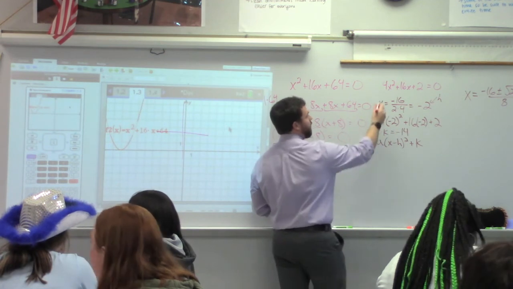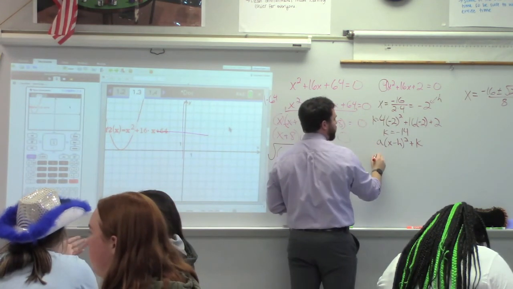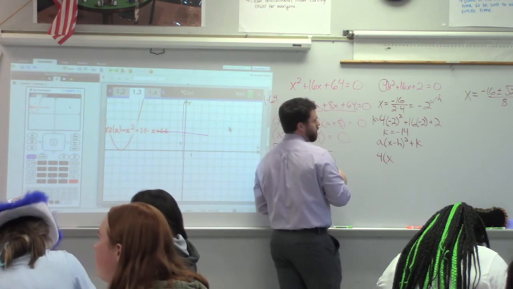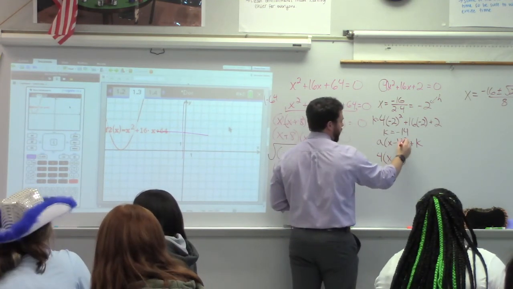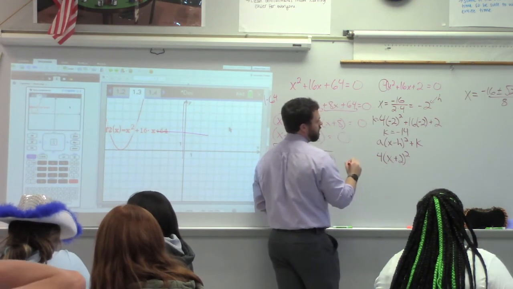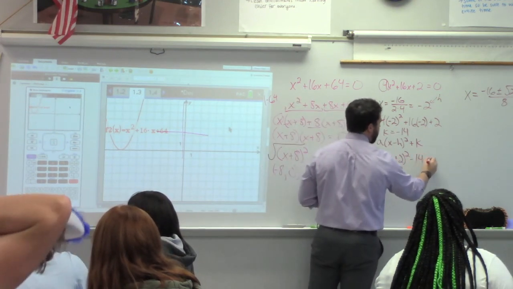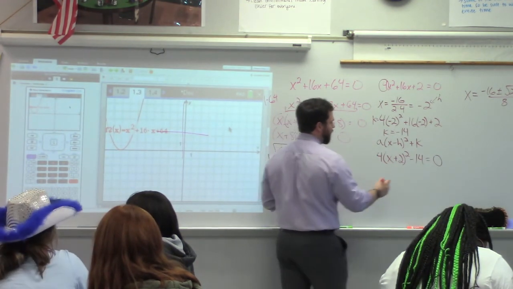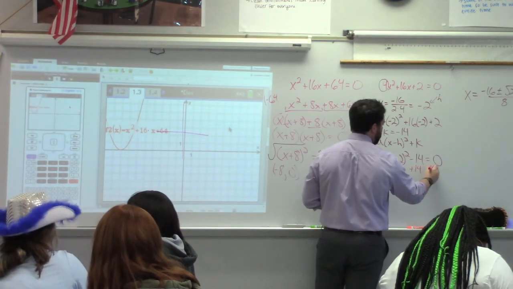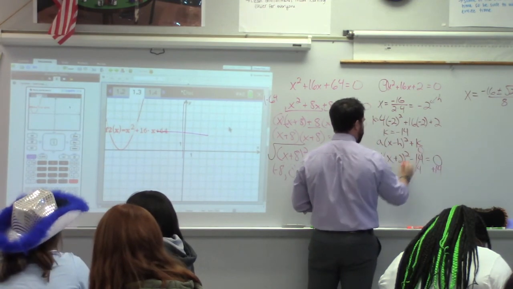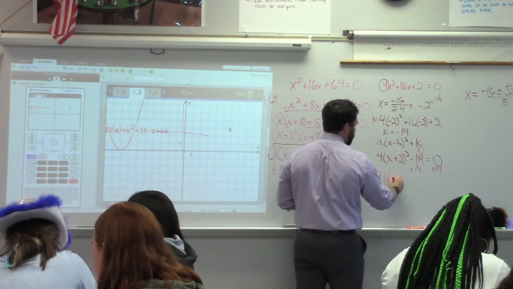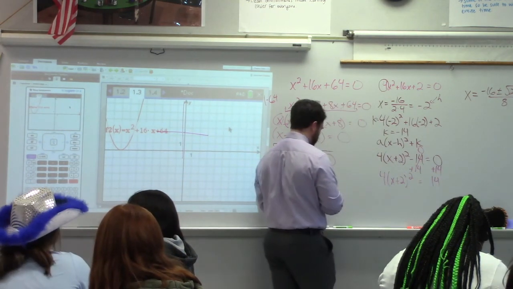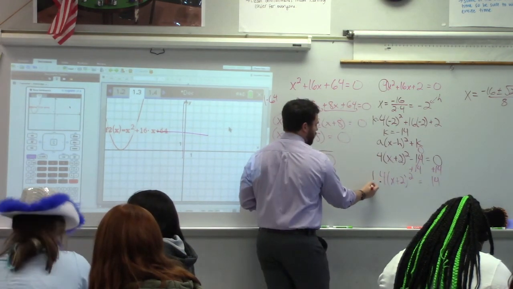4. So remember, you can always get A from the equation if you started out with that equation. 4 times x plus 2, okay, don't forget that squared, minus 14 is equal to 0. And now I can use my inverses. Right. 4 times x plus 2 squared equals 14. Use that reciprocal.